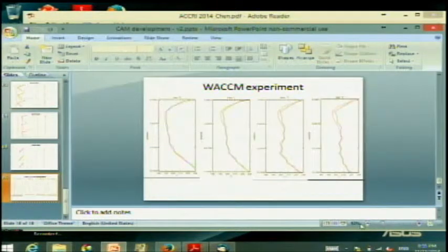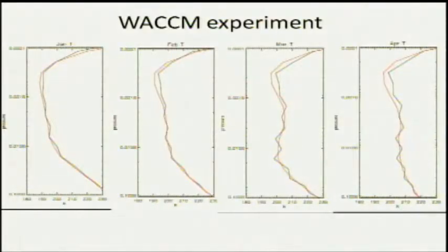This is the result, the temperature profile in the tropics, taken from a WACCM simulation. The black is from the current configuration of the model. So people working in the WACCM group found these kinks. It's pretty horrendous in my opinion.